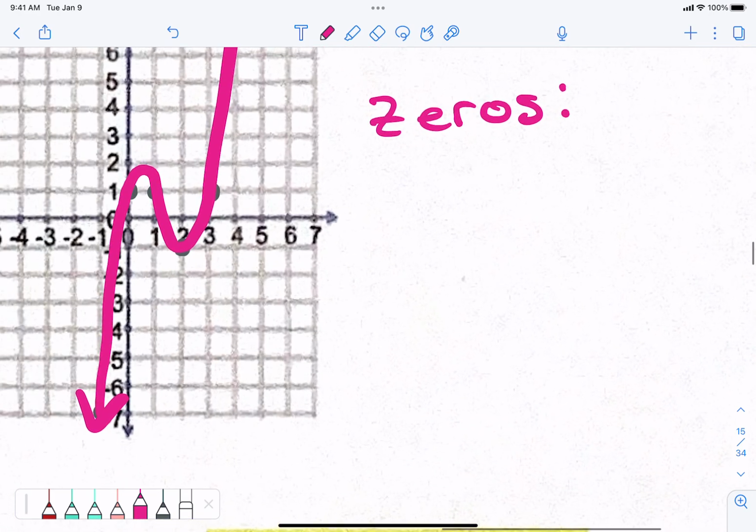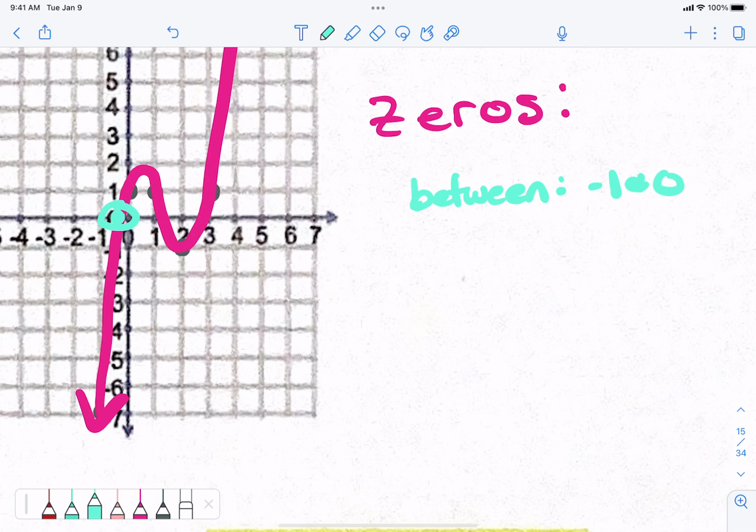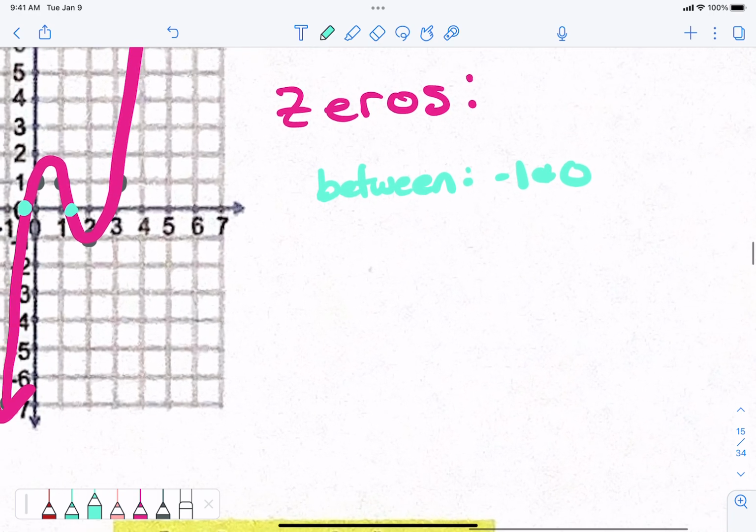So my first one is this one right here. It is between what? Between negative 1 and 0. Do you see where that's at? This first one is between negative 1 and 0. Okay, the next one is between what and what? It's crossing right here. Between 1 and 2. And the next one is between 2 and 3. It's crossing right there.